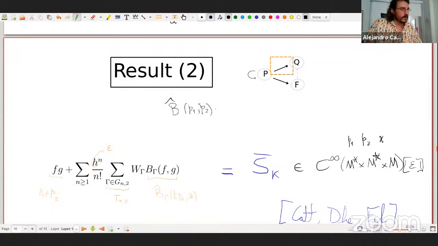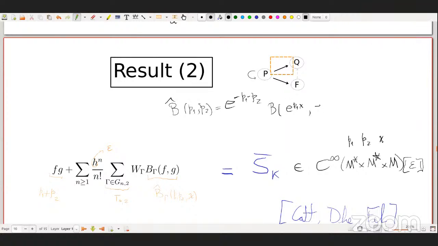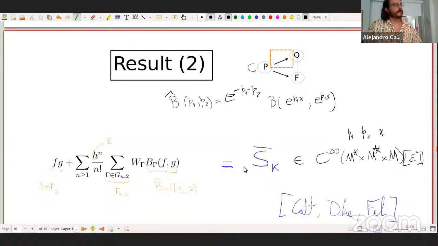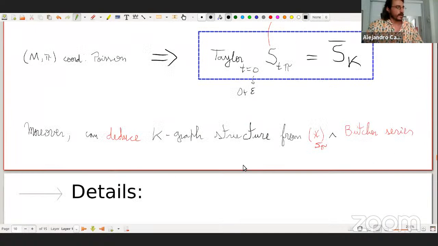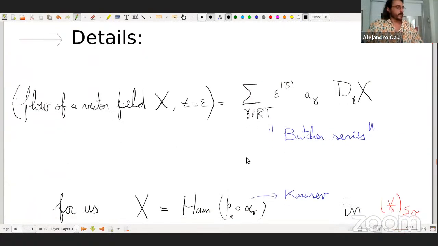Up to some factors that I don't remember, it's e to the minus P1 minus P2 of the bidifferential operator applied to e P1x. So you have the full symbol in this case. Yeah, full symbol. Okay. Thank you. Thank you for the questions.